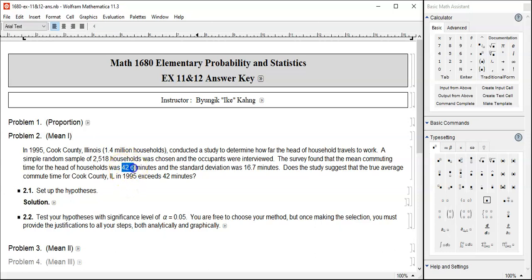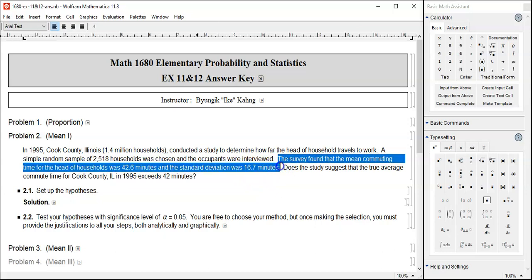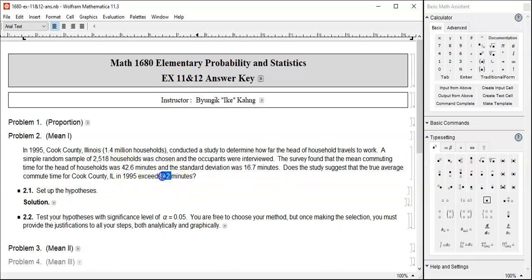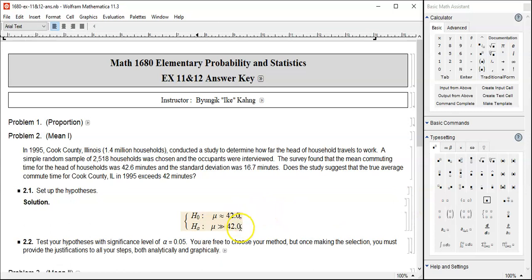Read carefully, and this one, along with the standard deviation, they came from the sample. You see, the survey found blah blah blah, so they both came from the survey. So they came from the sample. Now this one did not come from the sample, so that's going to be the null hypothesis. And the alternative is either greater or less. Sometimes not equal, but that's really rare, and I don't think I'm ever going to consider that. So either greater or less, and we have 42.6 minutes, so probably we are thinking about greater. And also the keyword exceeds 42 minutes, so it's got to be greater.